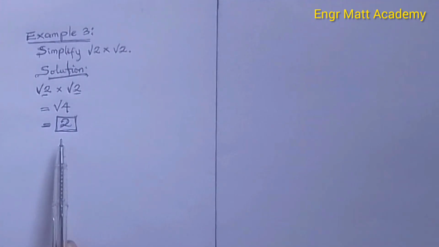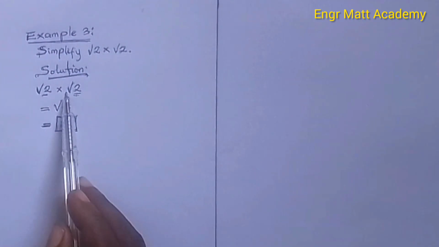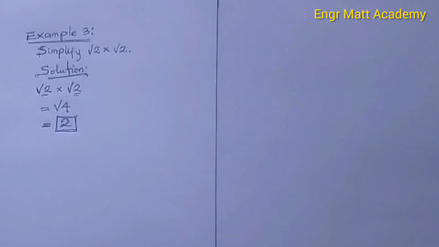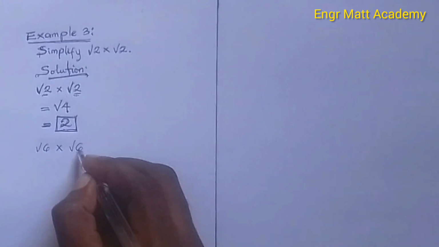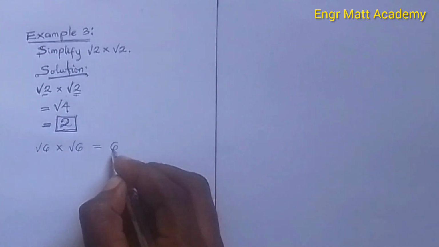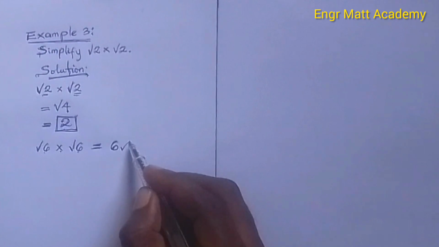But what does this tell you? Whenever a surd is multiplying itself, the answer is the number inside the root sign. For example, root 2 is multiplying itself. So we throw away the root signs and just write 2. This means that root 6 times root 6 will be equal to 6, right? Because root 6 times root 6 will give us root 36. And the square root of 36 is 6.